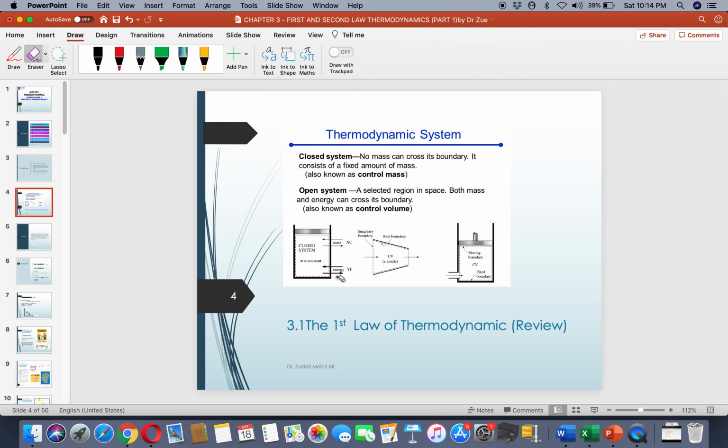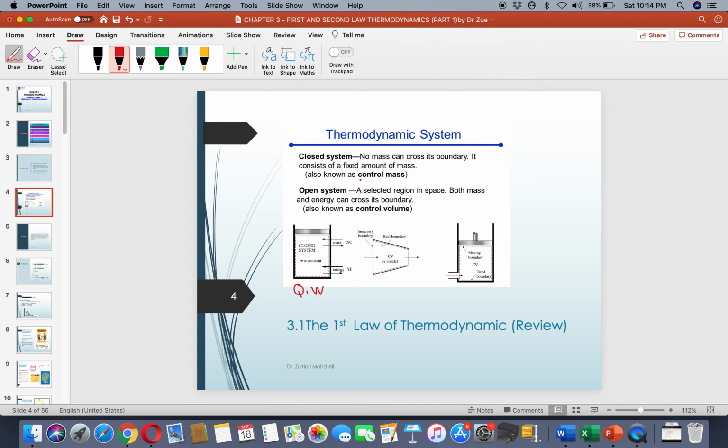can cross this boundary. What is energy? Okay, if I mention energy, I want you to remember that energy is about Q and W. So you can see here that energy can cross this boundary in and out. So it means that Q can move in and move out, as well as work. Okay, and closed system is also known as a control mass. Okay, I hope you understand the definition of closed system.